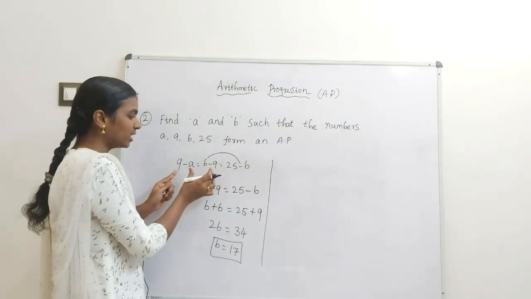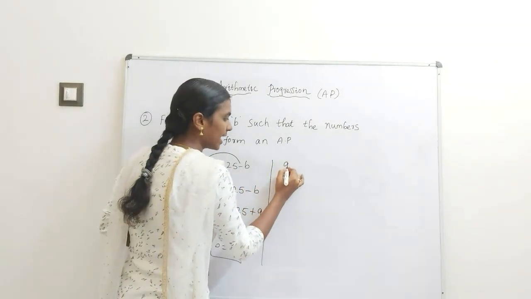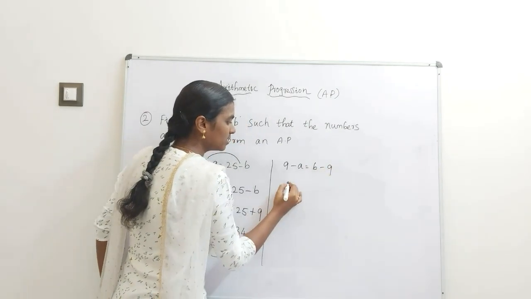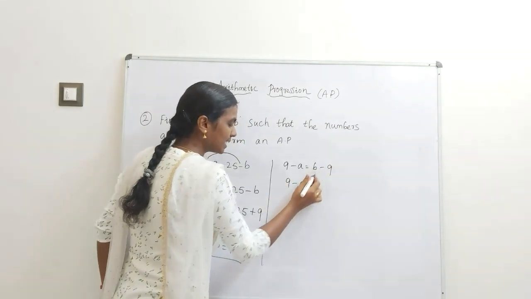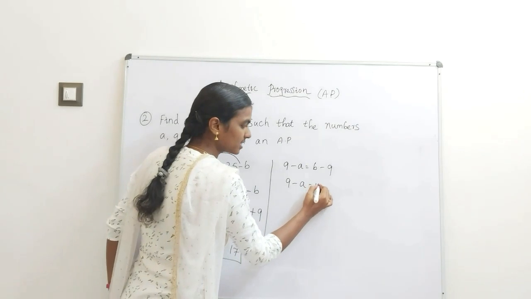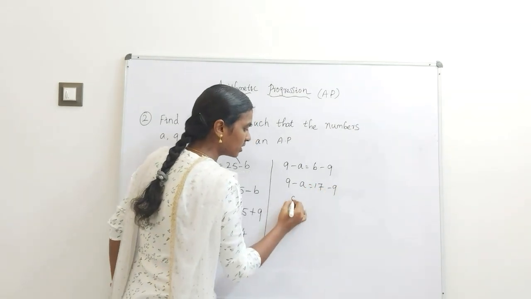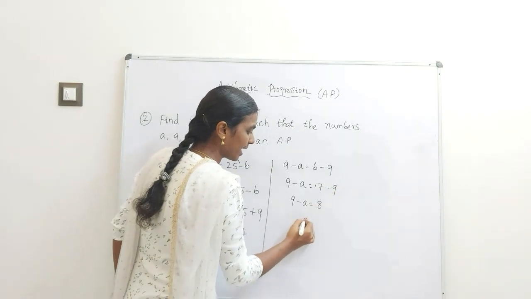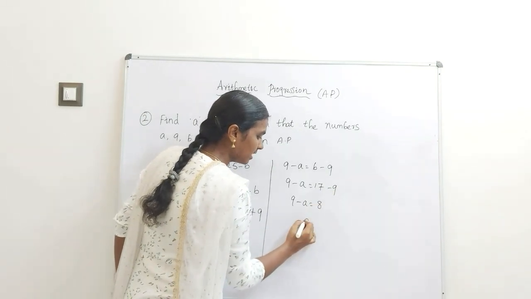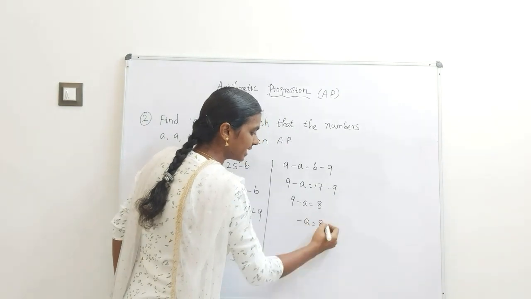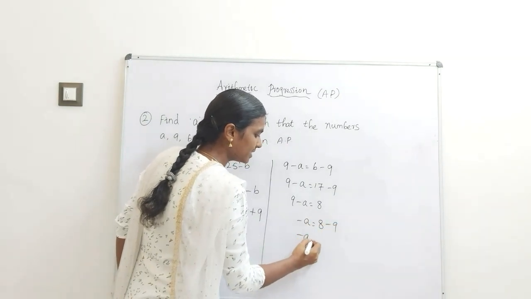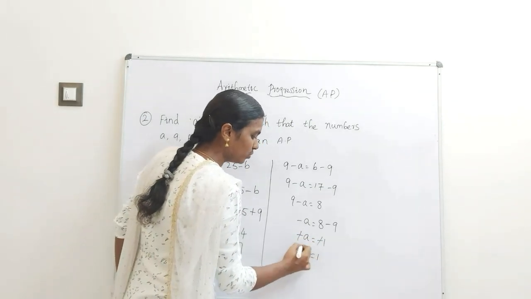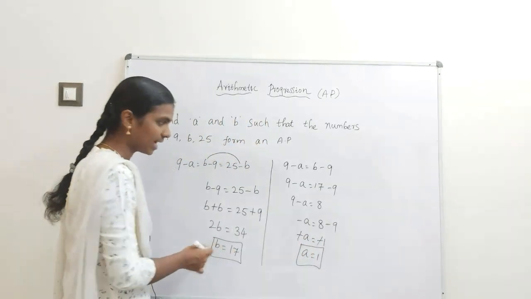Now I am going to equate the first two terms. So 9 minus a equal to b minus 9. So 9 minus a equal to, what is the b value we got? 17. 17 minus 9. So 9 minus a equal to 17 minus 9, which is 8. So minus a equal to 8 minus 9, taking this side. So minus a equal to minus 1, both side minus cancel. So a equal to 1. So now we got the a value and b value.